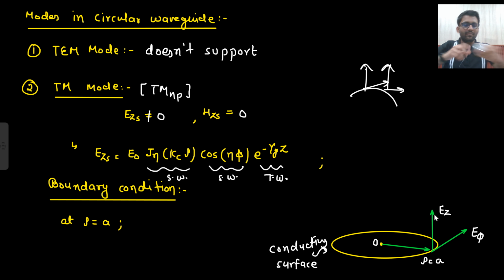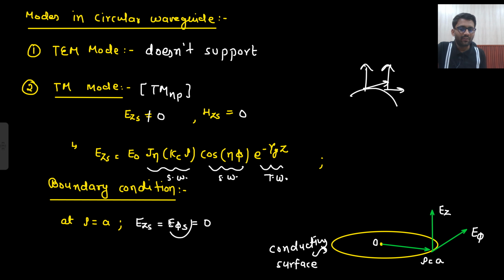This is a circle. Let's assume this circle. If I take a slope at this point, that will be in the direction of phi, no? On the perimeter, any slope you take will always be in the direction of phi. This we have studied in our cylindrical coordinate system. And this will be the direction of z. So at the boundary, you have two tangential components, that is E phi and Ez, and both will be 0. So at rho equals a, Ez s equals E phi s equals 0.